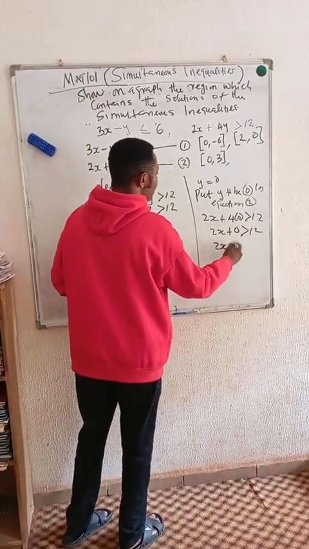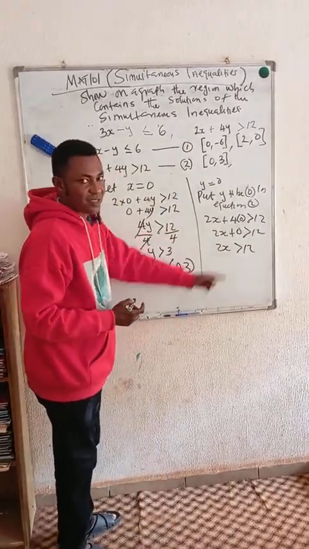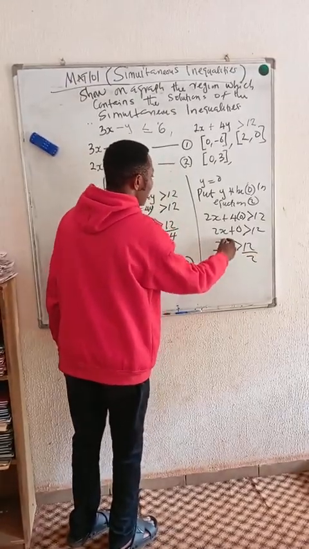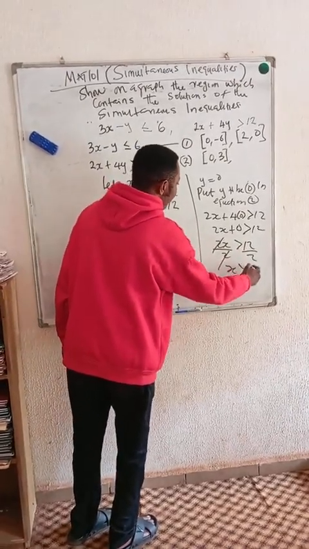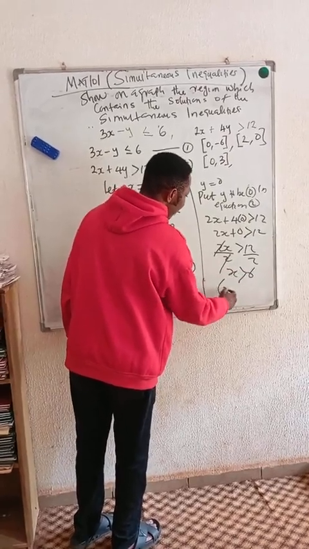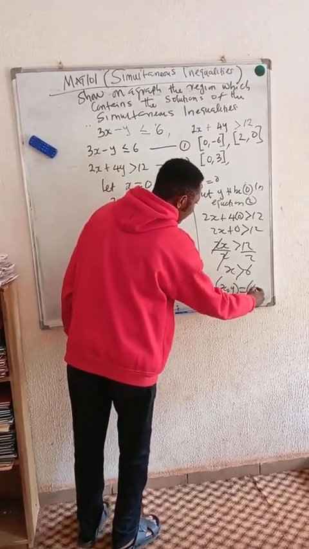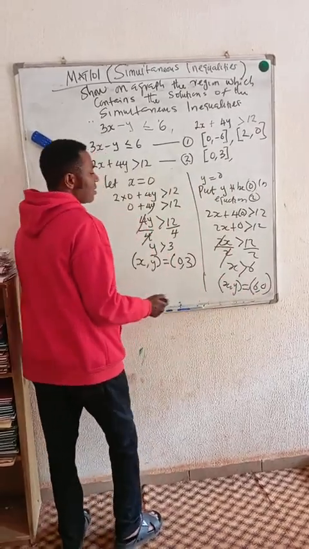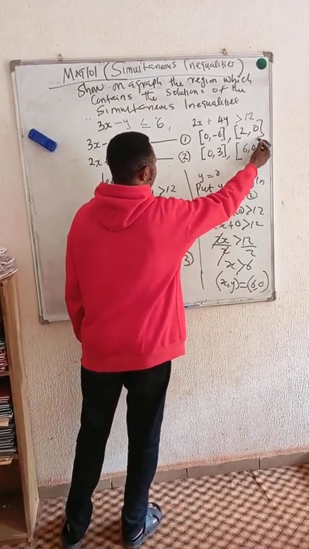So 2x is greater than 12. So how then do we get x? We divide both sides by 2. 2 cancels out 2. x is greater than 12 over 2, which is 6. It therefore means our second point is (x, y). Since x comes first, we say 6, y is now 0. This is what we assume. So now we're going to put it there, (6, 0).